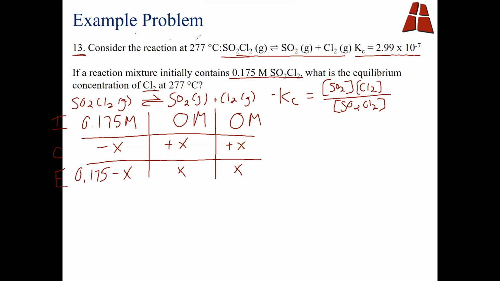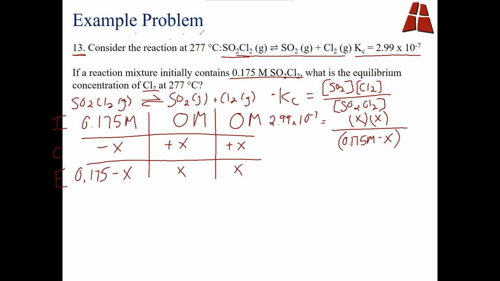And so if we were to plug all this into our equilibrium expression, we are given the value for Kc. And so we could say that 2.99 times 10 to the minus 7 is equal to, instead of putting our concentrations here, just since we don't know them, we're still with variables. And so I'll just put x multiplied by x, which is what we know our concentration of SO2 and Cl2 will be, and then divided by this 0.175 molar minus x. Okay.